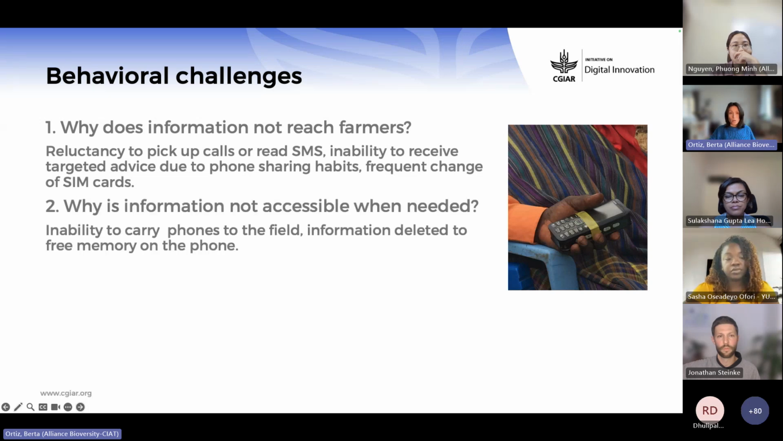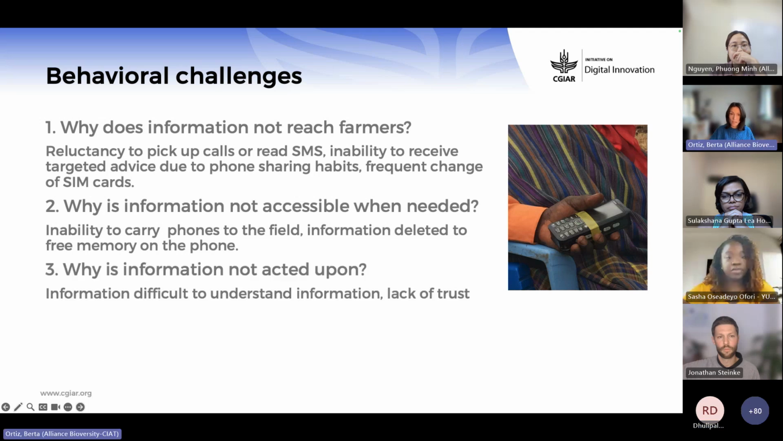The second one is when farmers do get information, why they can't access it when they need it. So farmers, for example, may not carry their phones all day long. So it can be that they miss out on relevant push calls or notifications. In the case of SMS-based advisory services, information is sent once, but farmers often delete the messages to free up phone memory. So the information gets lost.